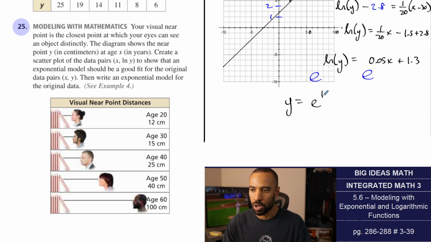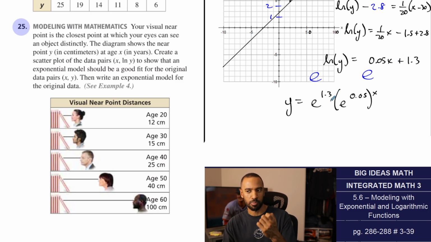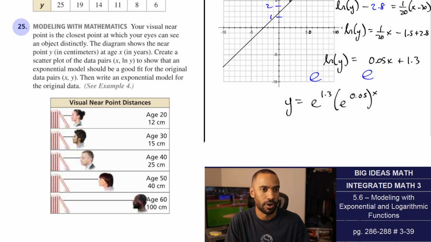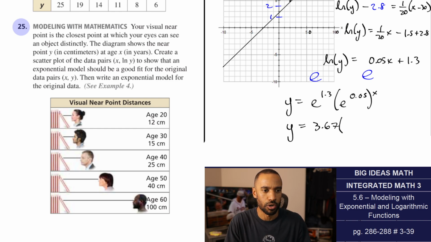I'm going to write e to the 1.3 first, and this is times e to the 0.05 to the x power. If you understand what's going on there, there's a sum of the two exponents, which represents a product of this base, and I wrote this one first because it's going to represent a constant value for us. I need to figure out what e to the 1.3 power is. E to the 1.3, I'm getting about 3.67. So my equation is going to be 3.67 times, and now I need to do e to the 0.05.